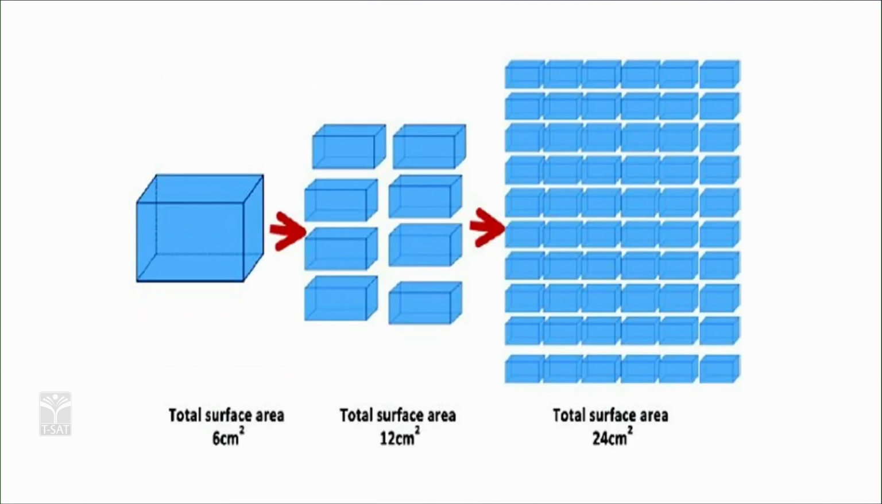So, you see here, for example, take a cube where the surface area of this cube is 6 centimeters square. When you divide the same cube into 8 parts, the total surface area of the 8 parts of the cube is 12 centimeters square. When this is divided and sliced into this many number of cubes, the surface area provided by this total number of cubes is 24 centimeters square. See this, the amount of matter is the same.